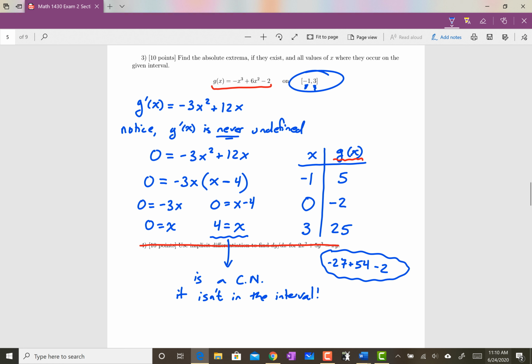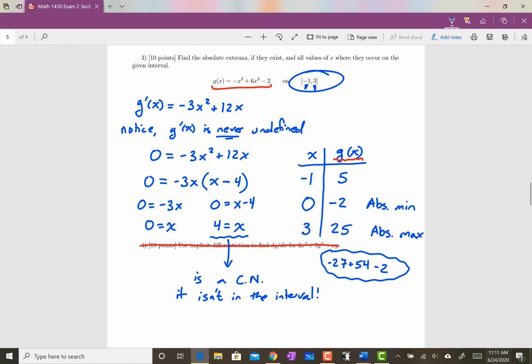So now I've got to make a judgment call. What is the largest value that I see for my function? That's going to be the absolute max. So the largest value I see is 25, so this is the absolute maximum. What's the smallest value that I see for g of x? Well, that's negative 2, so that's going to be the absolute minimum.